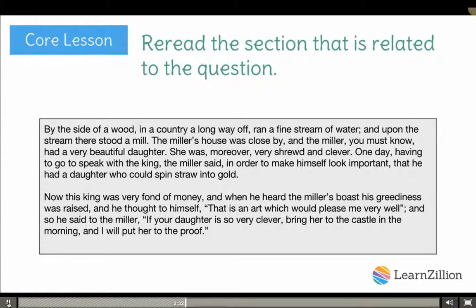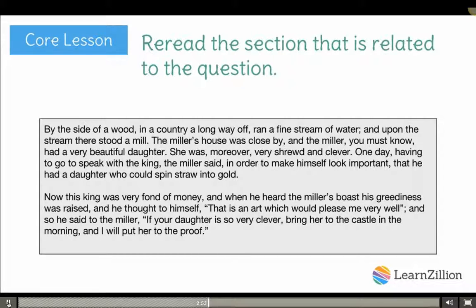By the side of a wood in a country a long way off ran a fine stream of water, and upon the stream there stood a mill. The miller's house was close by, and the miller, you must know, had a very beautiful daughter. She was, moreover, very shrewd and clever.